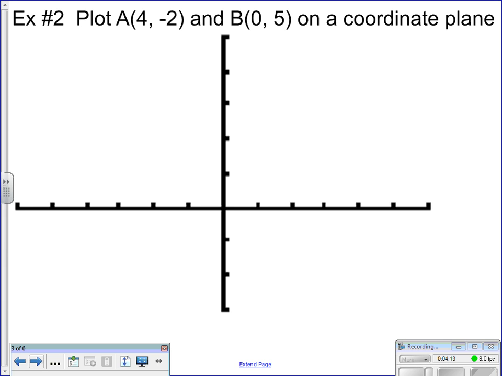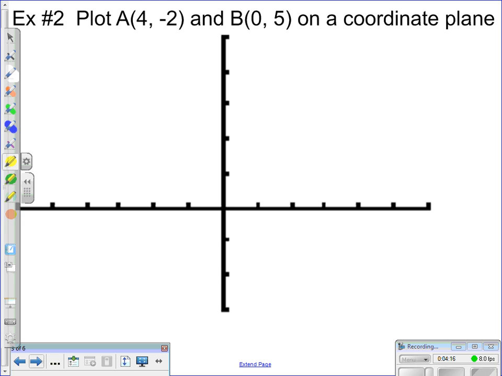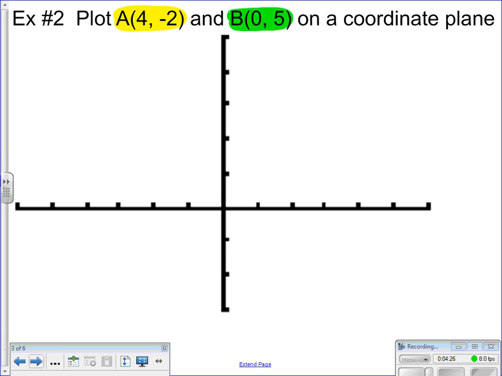For example 2, you're to make 2 points, A, which is 4, -2, and B, which is 0, 5. So draw a graph and put those 2 points. All right, A is, the x is 4, and the y is -2. So go over 1, 2, 3, 4, and then down 1, 2. So point A is over in this direction, and then put a capital A to label it so we can tell it from the other one.